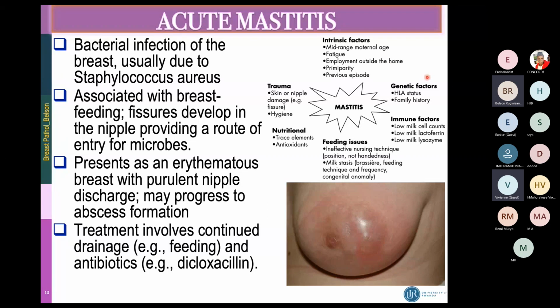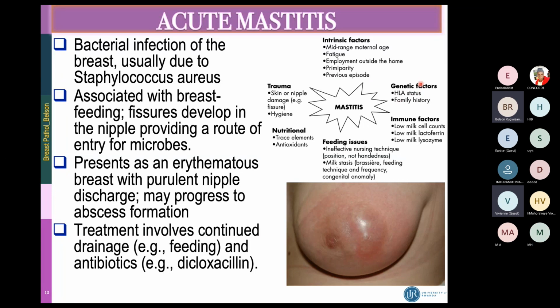So genetic factors such as HLA status, family history, immune factors, raw milk cell counts, raw milk lactoferrin, raw milk lysozyme. You know, this lactoferrin and especially lysozyme, they destroy bacteria. So if now in the milk they are low, it means bacteria which will be there will not be destroyed. So they can grow and then cause inflammation or abscess.